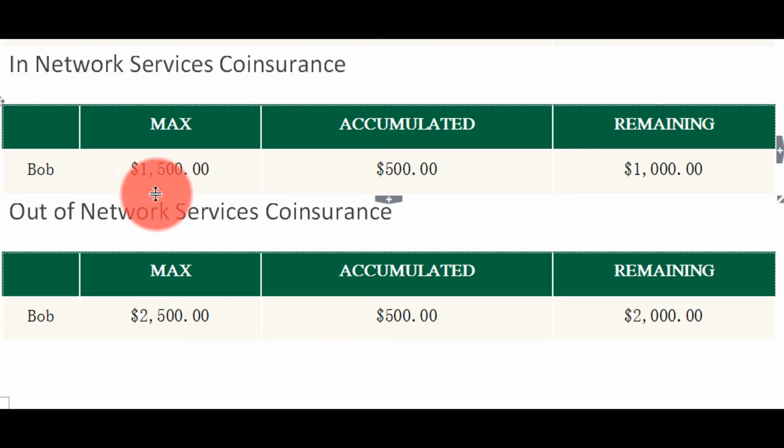So let's look at this example. Bob has $1,500 max. He's already paid in $500. Remember, after the deductible, and then the remaining, he still has $1,000 before everything's covered 100%. And then same as out of network. Bob has a max of $2,500. He's paid $500. They apply to both. So he still has to pay $2,000 out of network before all out of network services are covered within that calendar year.